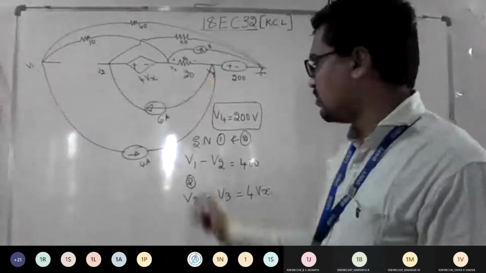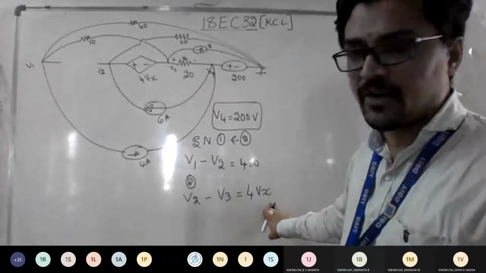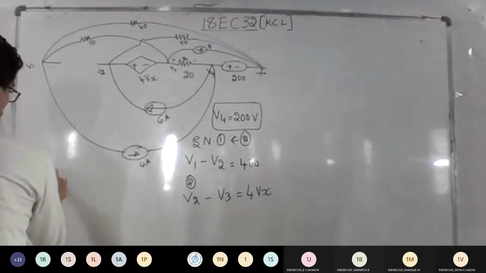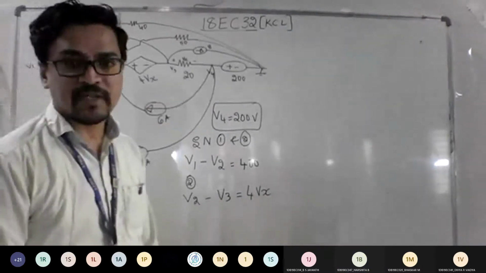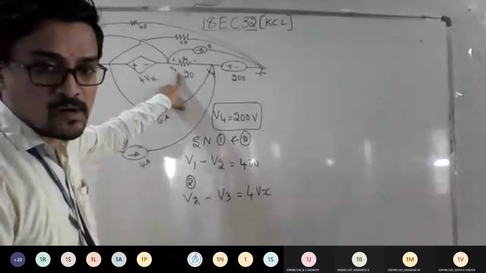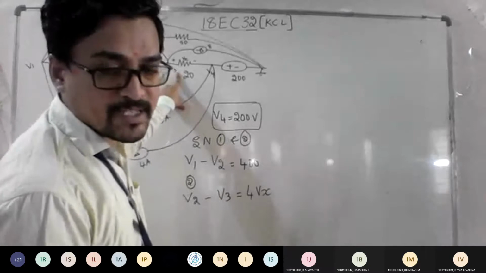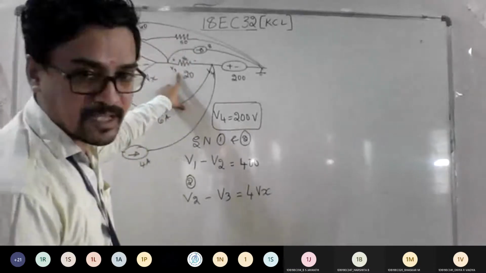Correct? So now in this equation, one term Vx is there, and it is unknown. So now I need to write what Vx is first. So what is Vx now? Vx formula is I into R. But can you write 20 into it like that?